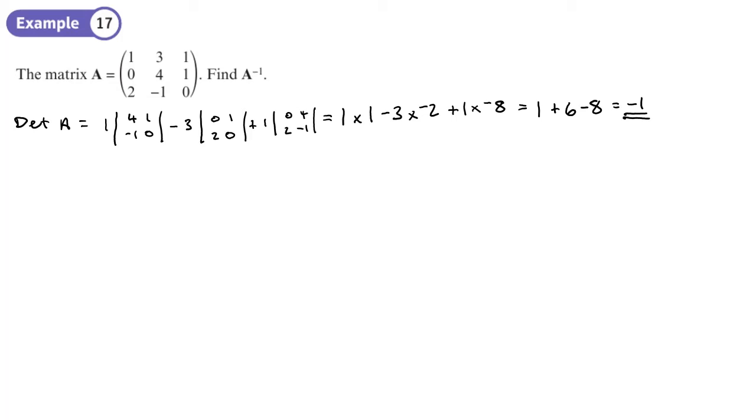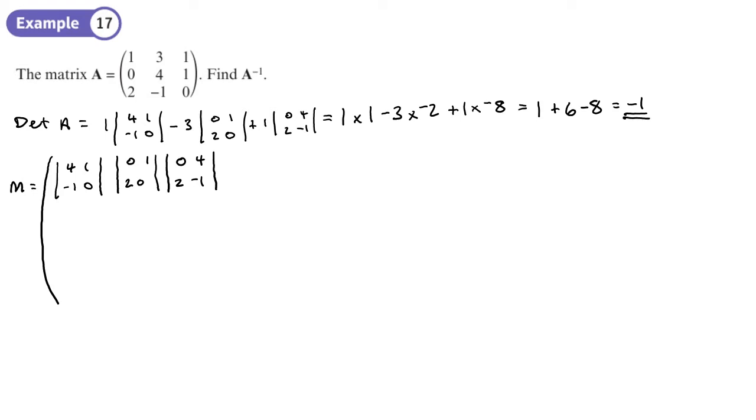Step number 2, I want to find the matrix of minors. This is going to be quite big, so you're going to need lots of space. For every element, I'm going to write down what its minor is. Now I've already got the minors of elements A, B and C because I needed that for the determinant. So let's write those down from what we've got above. 4, 1, negative 1, 0, 0, 1, 2, 0, and 0, 4, 2, negative 1. So those ones I can just copy down.